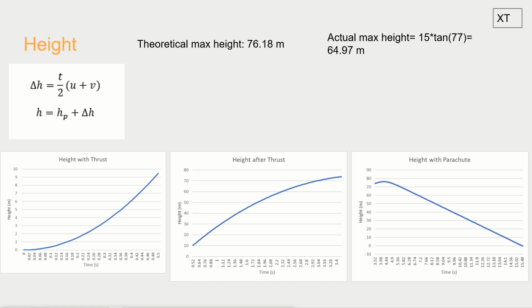Our expected maximum height was 76.18 meters from the ground. Using the manual altimeter, we were able to determine that our rocket reached its peak at 64.97 meters. There's a 12-meter discrepancy there, but that may be due to the inaccuracy of the altimeter.